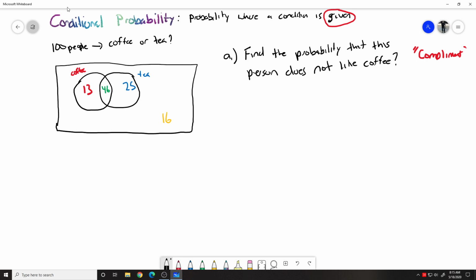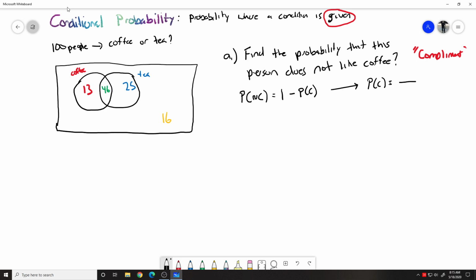Well, in this case, we do have a formula. The probability of not something, so the probability of not coffee, is equal to 1 minus the probability that they do like coffee. So to answer this question, I need to know what the probability that they do like coffee is, so I can figure out that they don't like coffee. This is just a straight up probability question: desired outcomes on the top, total on the bottom. Out of all these people, where are the people that like coffee? Let's find where they are located.